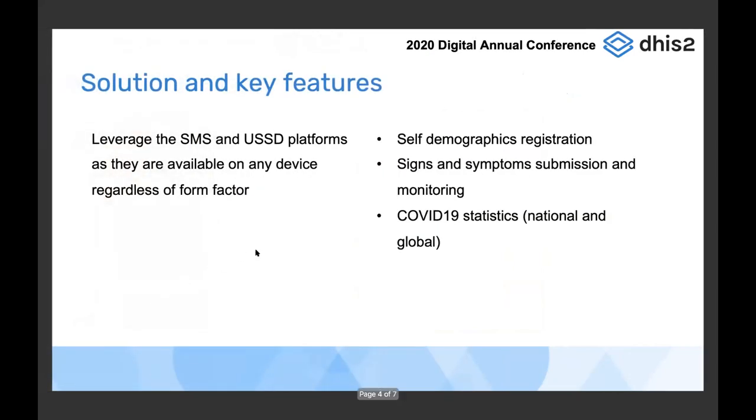Now the solution that we came up with was that we built an SMS and USSD platform on top of the capabilities of the DHIS2 tracker, so that we can register the entities, which are the people in this case. We can have them submit their symptoms, have them check the statistics of the pandemic both nationally and globally, and that was at least what we were able to achieve as the first iteration of the implementation.